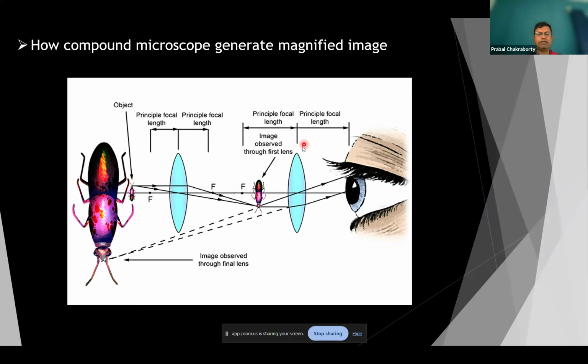I'm not going into the details, but as you can see, this is the object, and this is the final image that is formed. And if we have, let's say, an eyepiece tube of 10x magnification and an objective of 100x magnification, then it will be 10 into 100, that means 1000 times zoom. Okay, 1000 times magnified object we can see with the microscope.